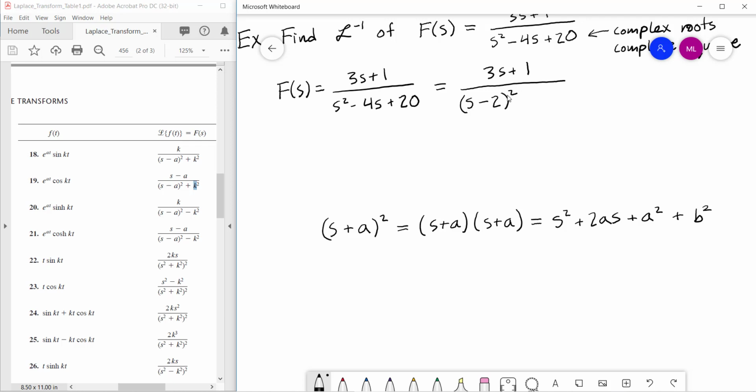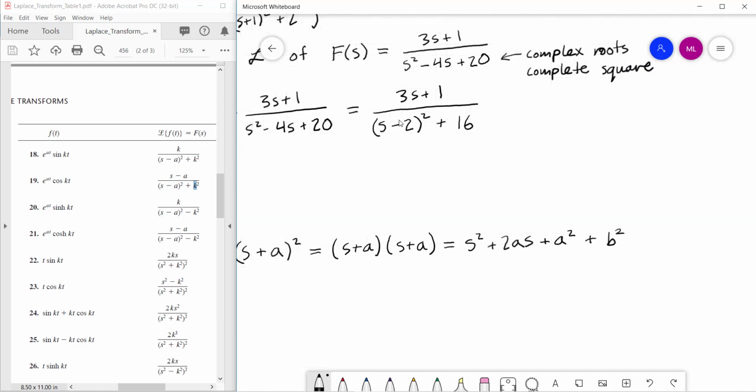When we FOIL this one out, we'll get s squared, we'll get -4s, and then the last term is the a squared term, which is -2 times itself. So I'll really only get a +4. But we had in reality a +20, so that means I need an additional +16 on top of that. And now this denominator matches this denominator. And to make things even nicer, in our next line, we will rewrite that +16.